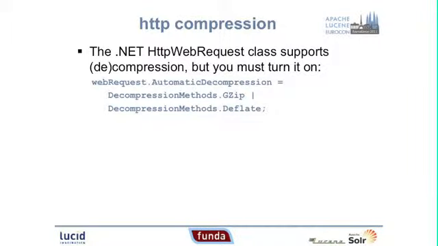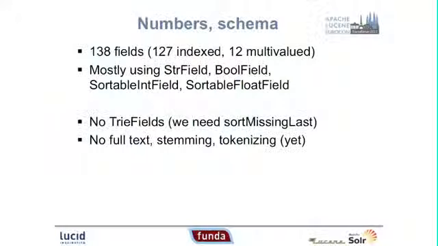The standard HTTP web request class of .NET supports compression, but you have to enable it. You just say, okay, use gzip and/or deflate, and then it will add the correct accept headers and it will decompress the results. It's really easy, but you have to do it, and we didn't. Well, the only thing we eventually could do was make sure that the bandwidth was there, and we managed to do that, so I still have my job, but it was really bad oversight.